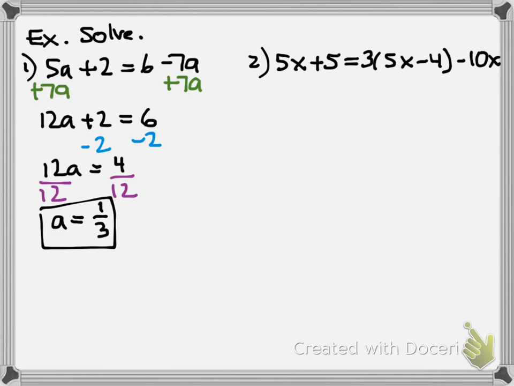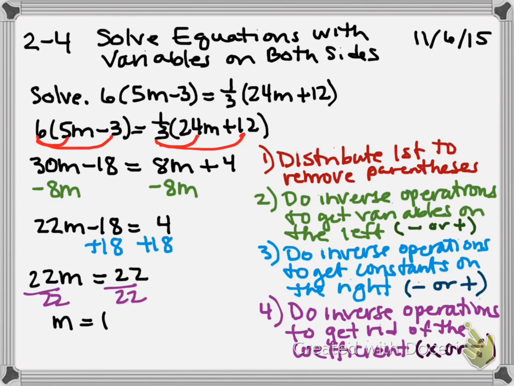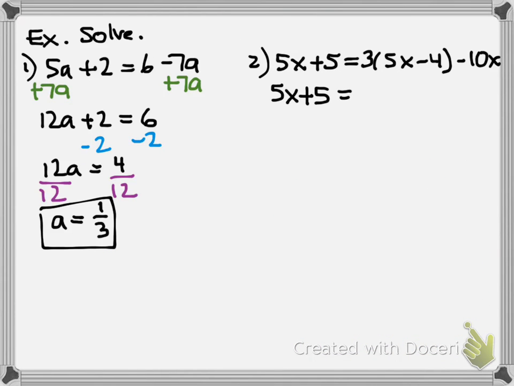So what's the first thing we know to do in this problem? Yeah, we're going to have to distribute to get rid of the parentheses. Let's see, I forgot what color that was, red. So I'm going to distribute, and I get 3 times 5x is 15x. And then I have 3 times negative 4 gives me a negative 12, and then I still have the minus 10x.